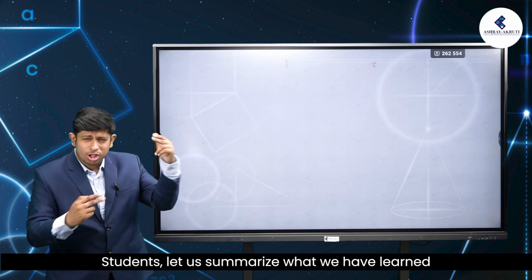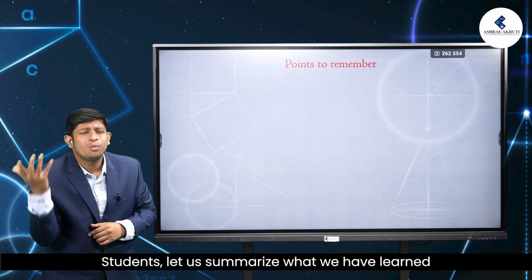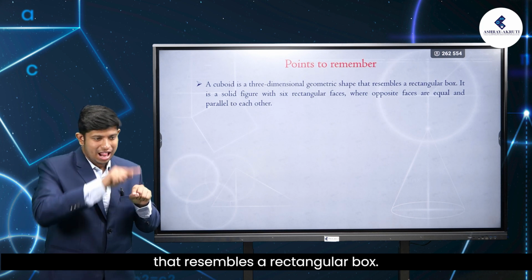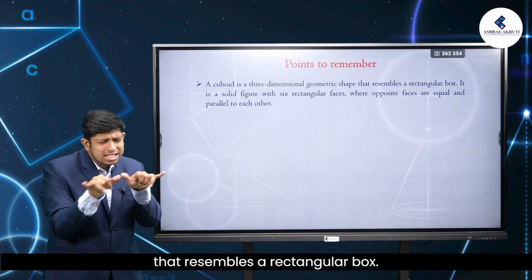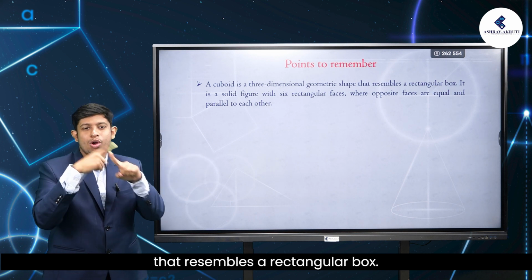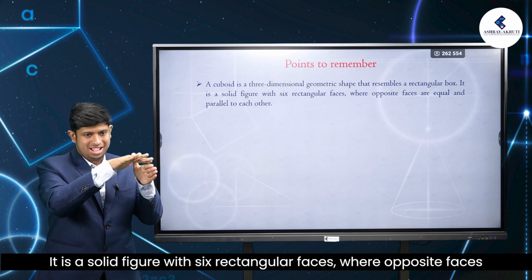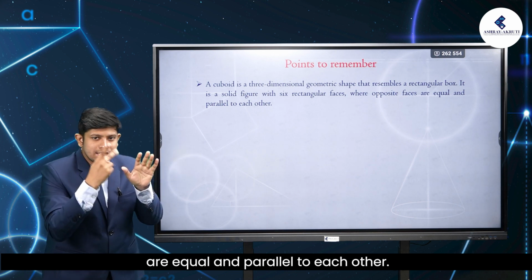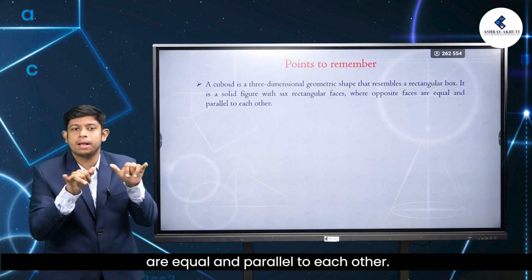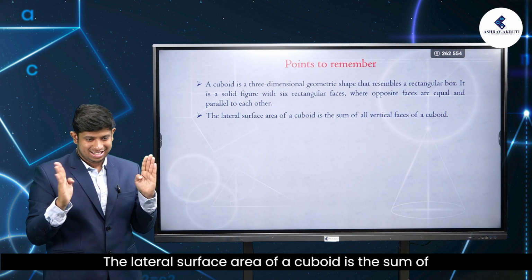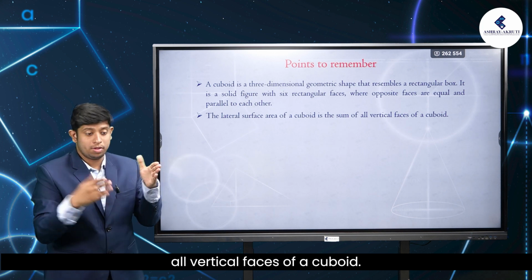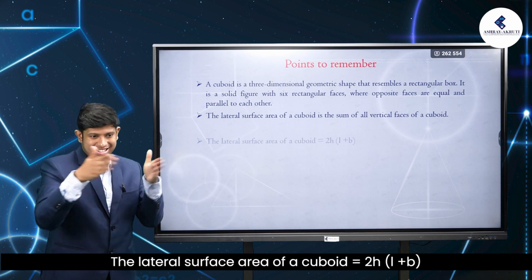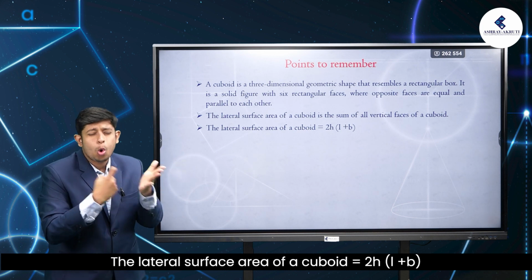Students, let us summarize what we have learned. Points to remember. A cuboid is a three-dimensional geometric shape that resembles a rectangular box. It is a solid figure with 6 rectangular faces where opposite faces are equal and parallel to each other. The lateral surface area of a cuboid is the sum of all vertical faces of a cuboid. The lateral surface area of a cuboid is equal to 2h into L plus B.